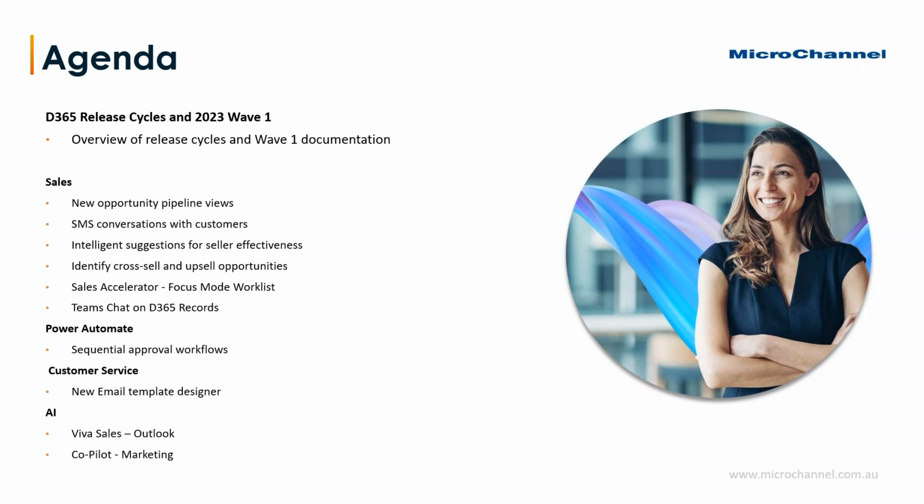We'll start to have a look at some Power Automate features that are new, customer service and our sales component in terms of the new email template. And then we'll look at some nice to have AI components, some artificial intelligence that Microsoft are now bringing out in Dynamics across Viva Sales, and also co-piloting, which is an exciting new preview component of Dynamics as well.